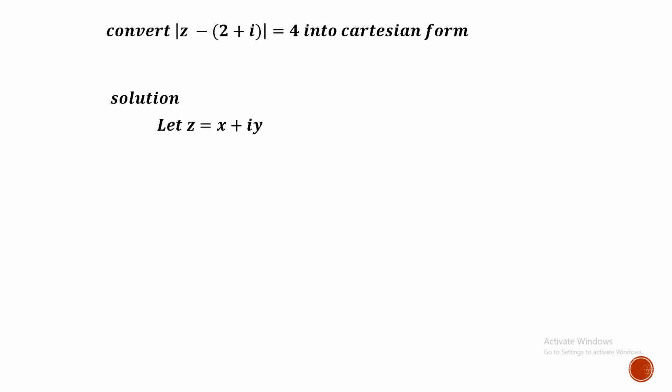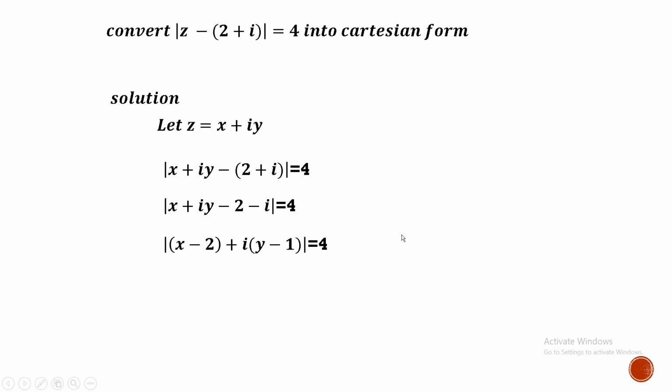Simply substitute it in the given equation. So the equation becomes modulus of, instead of z we have written x plus iy, for this minus inside the bracket 2 plus i equal to 4. Make minus to go inside, collect real parts together, that is x minus 2, and imaginary parts together, that is plus i into y minus 1.